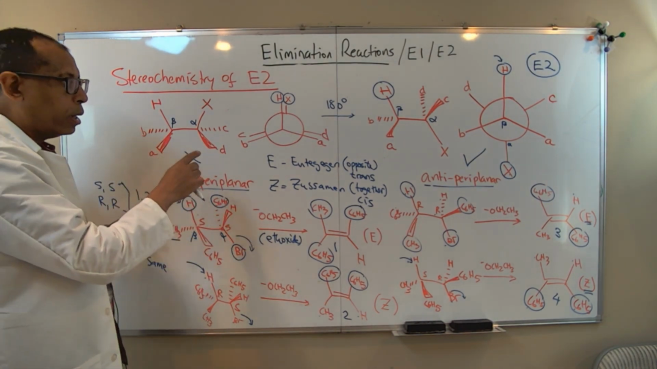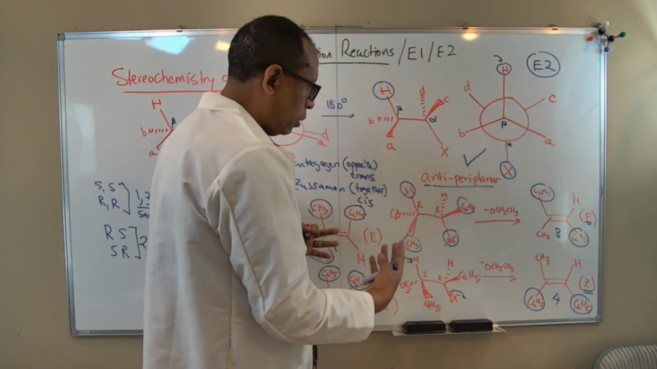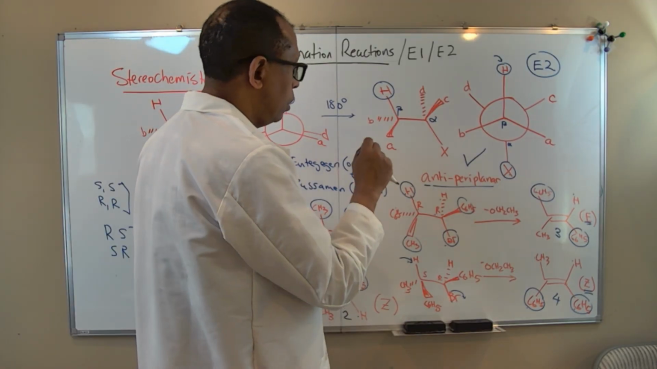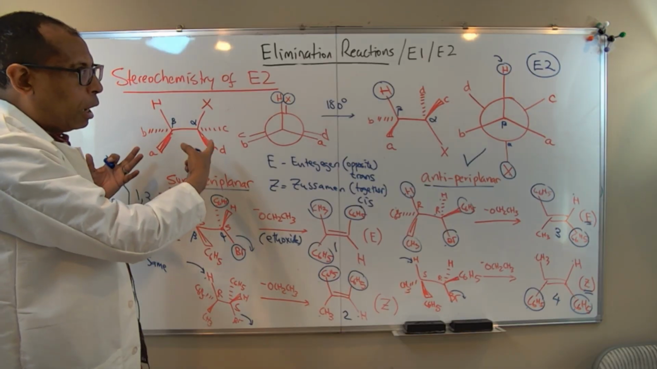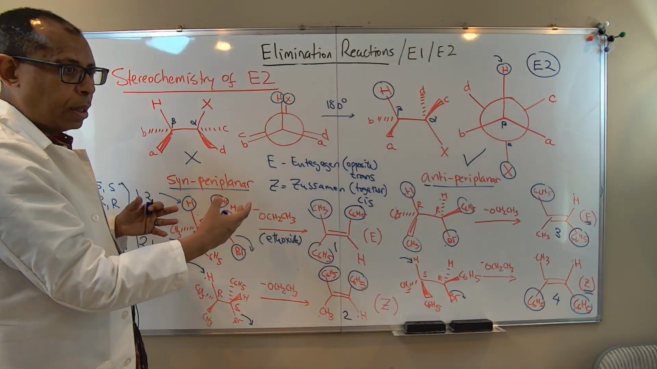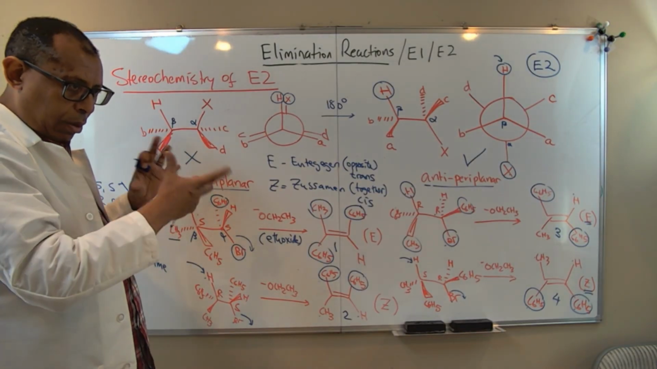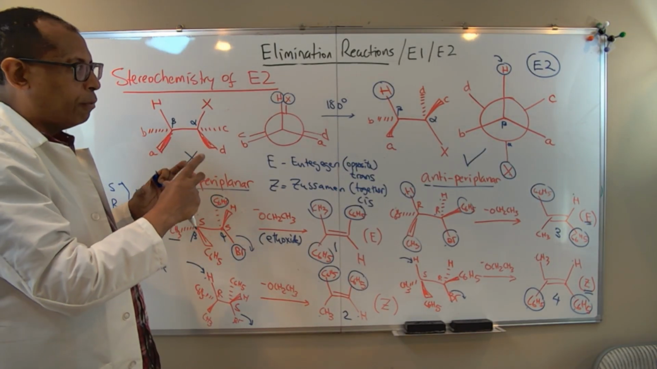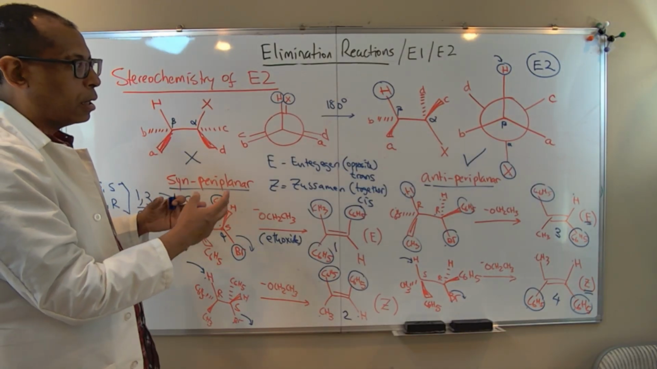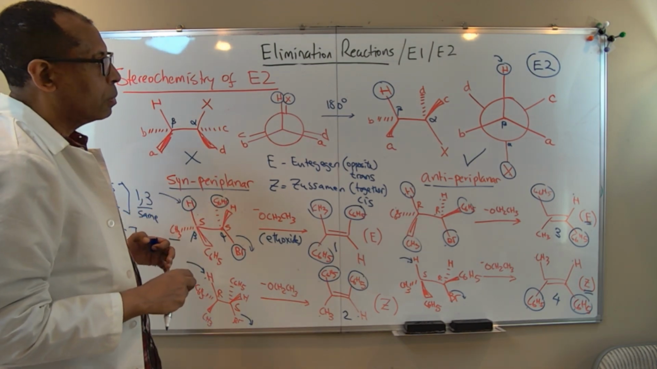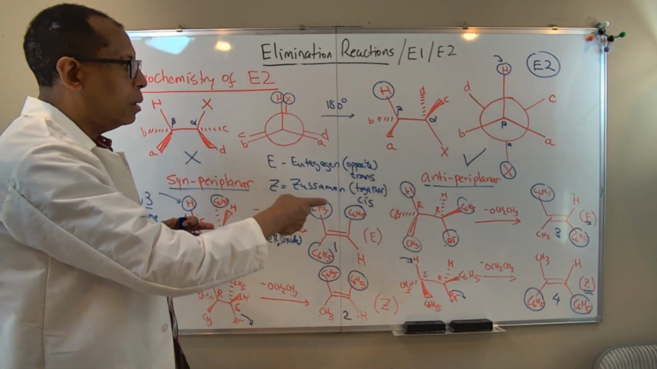The E2 mechanism requires an antiperiplanar arrangement between the leaving group and the hydrogen. Now, these are freely rotating compounds, which is much easier than if you have a locked one. For example, if you have a ring system where it cannot rotate, you only have one possibility. So that's what we're going to look at in the next video, how to come up with a product for antiperiplanar elimination.